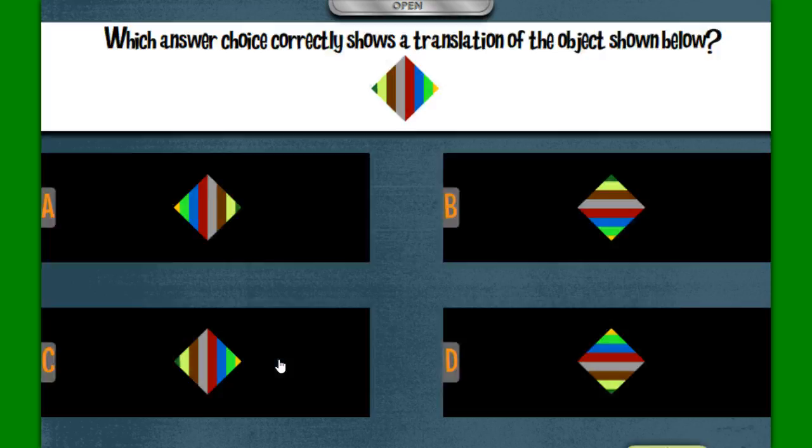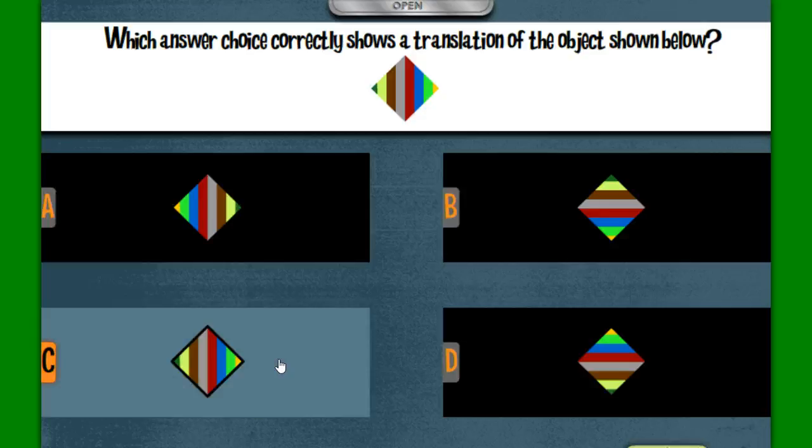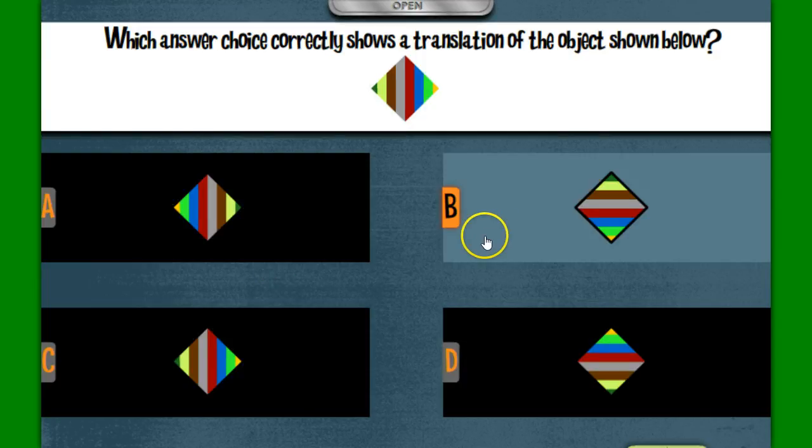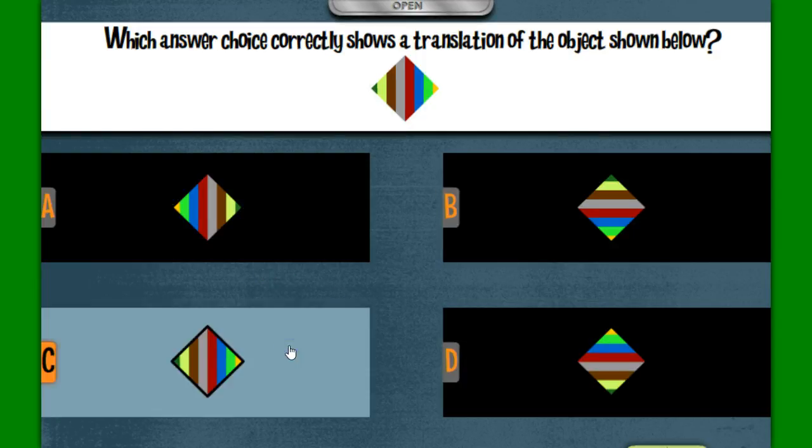Let's check out another one. Which answer choice correctly shows a translation of the object shown below? C, A, C. The correct answer is C. To find the answer, you needed to look carefully at the individual colors as well as the shape. A translation is the same object moved to a different location.